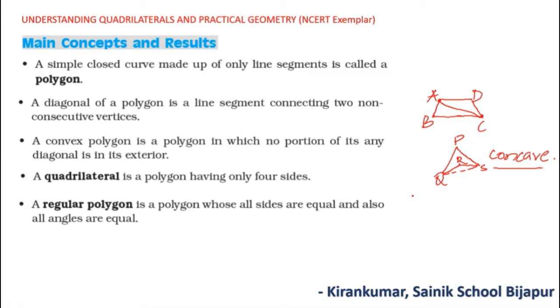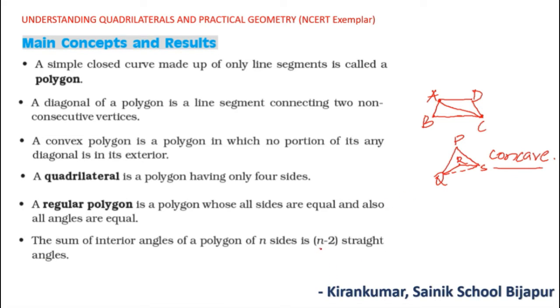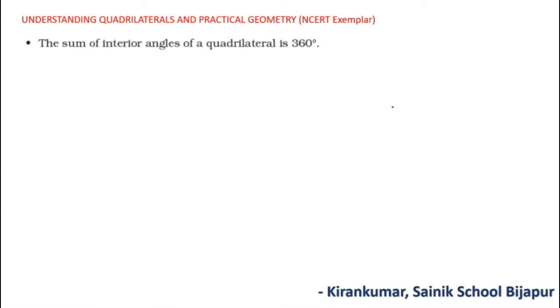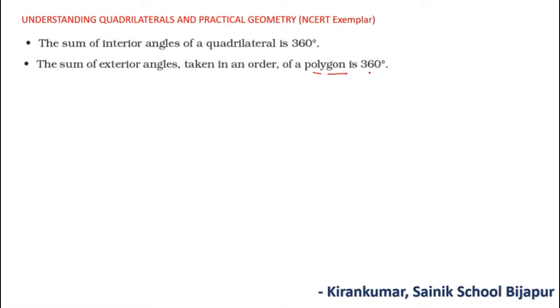The sum of interior angles of a polygon of n sides is given by n minus 2 times a straight angle. It is also n minus 2 times 180 degrees. Next, the sum of interior angles of a quadrilateral is 360 degrees. The sum of exterior angles of a polygon taken in order is 360 degrees. It is for any polygon. For any polygon, the sum of the exterior angles is 360 degrees.